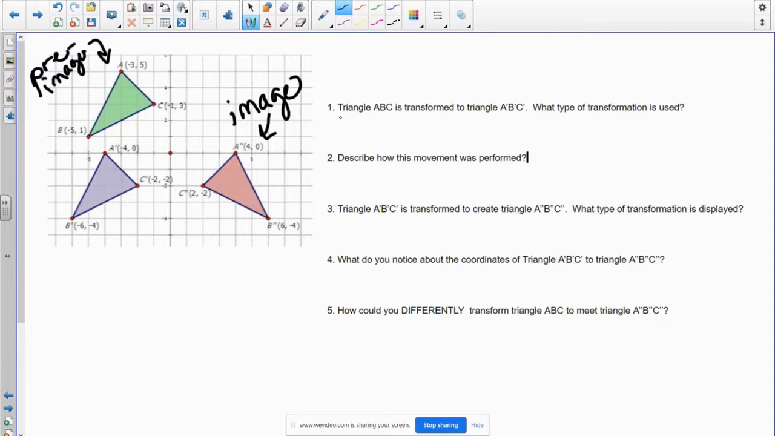So the question is, triangle ABC is transformed to be triangle A prime, B prime, C prime. What type of transformation was used? If I look at it, it hasn't been flipped over, so it can't be reflection. It hasn't been rotated. It's in the same exact orientation. It's pointing the same way. It's not dilated. It's not bigger or enlarged or reduced. So it has only been translated, which means, remember, slide. So translation.